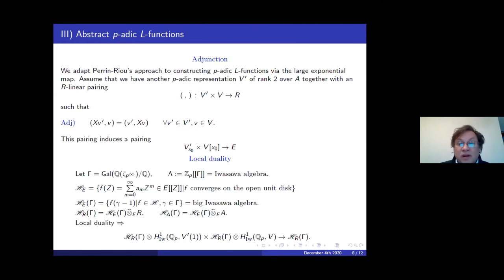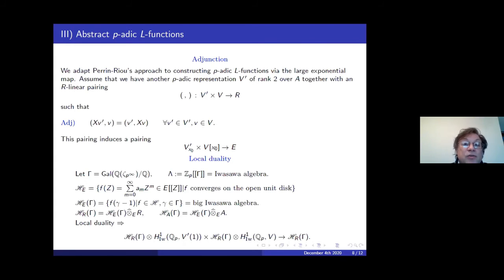Now we will use this observation first to construct and next to find connections between different P-Adic L-functions arising in this situation. So we will adapt Perrin-Riou's approach to constructing P-Adic L-functions using the large exponential map.